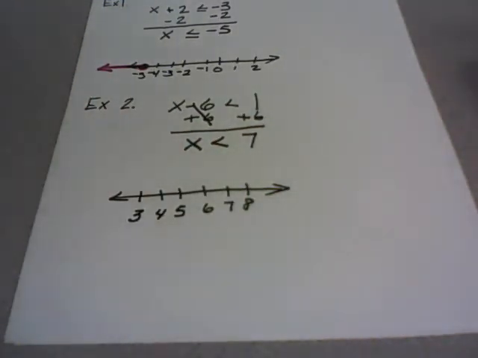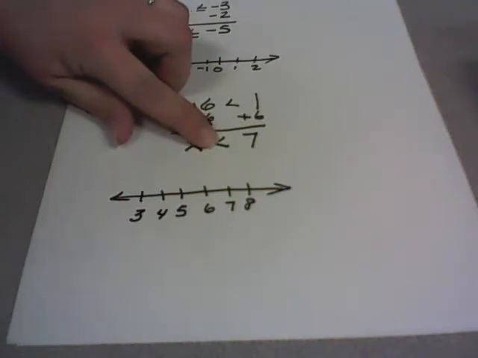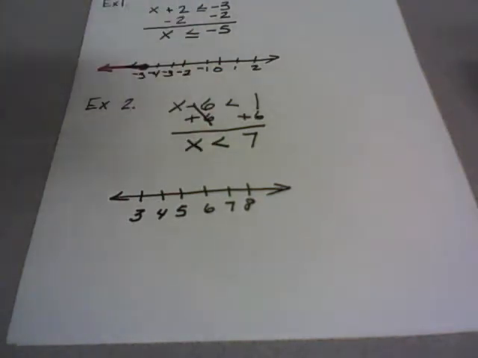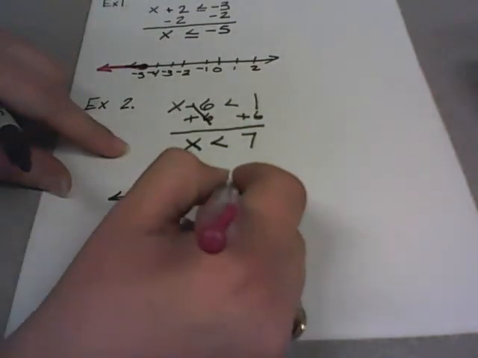Okay, so my first thing I'm going to look at is whether I need to have a filled-in dot or a circle. Okay, since I do not have the equal to line underneath my sign, it is going to be an open circle on the number positive 7.